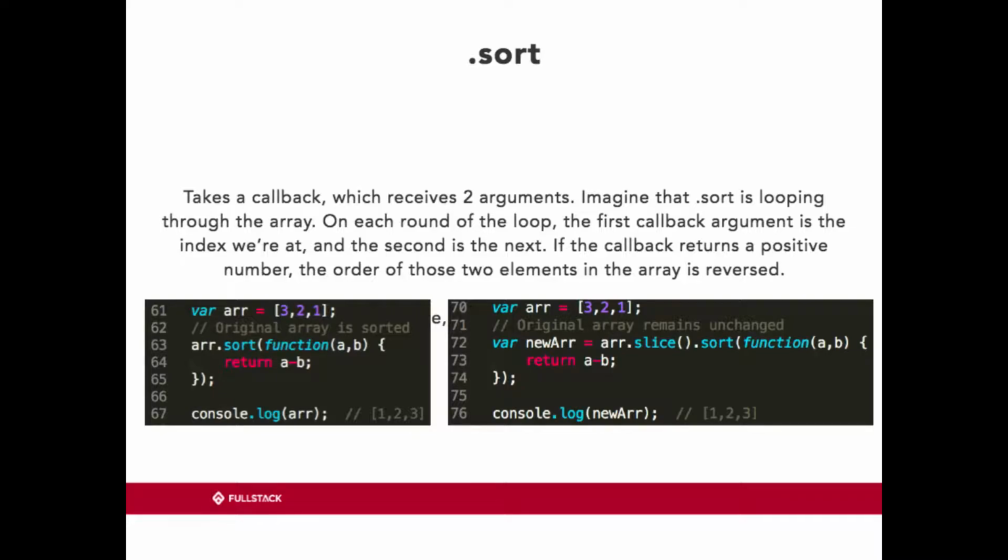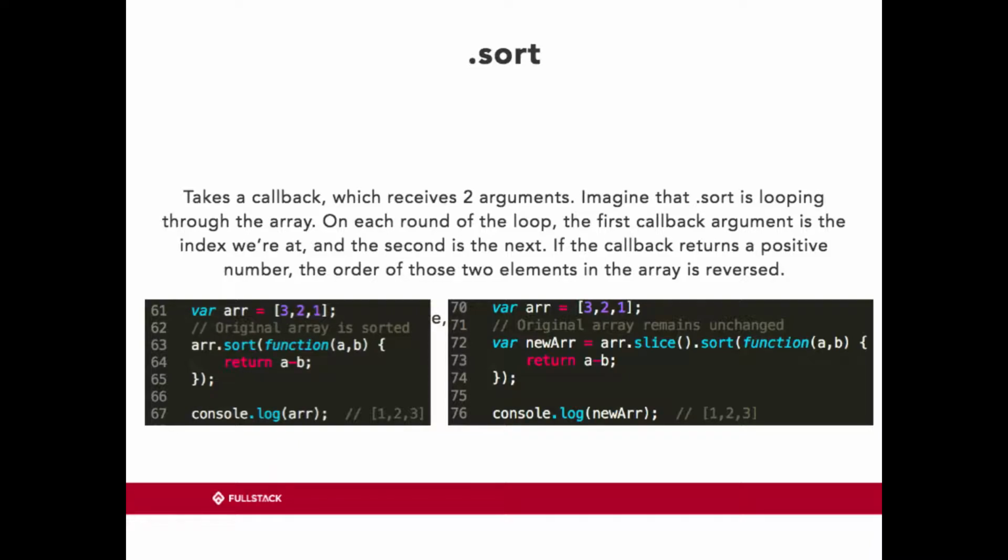Okay, what .sort does is, it takes in a callback, but what it gives the callback is a little bit different. The first callback argument is basically the value of where we're currently at in this list. And then the second argument, as opposed to the index, is the next value, right?